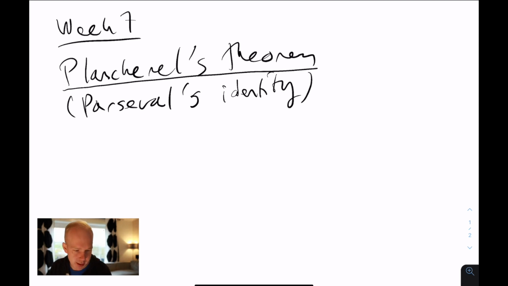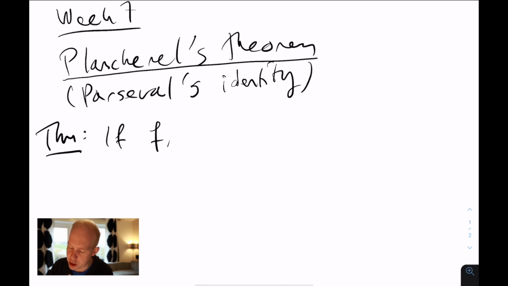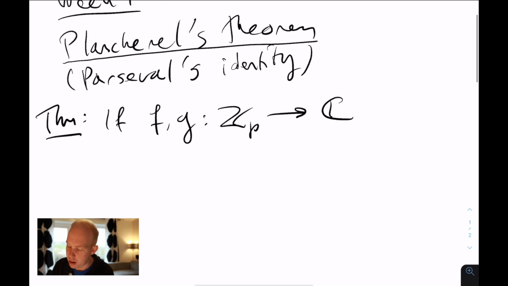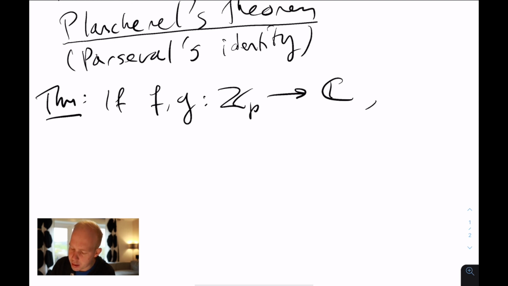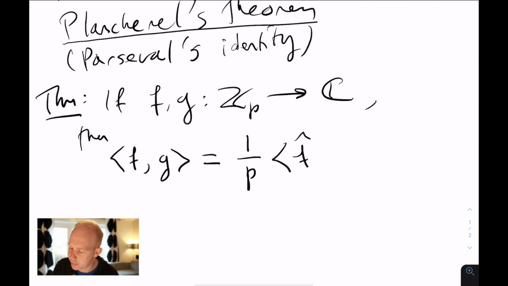So the basic statement of the theorem is the following: if we have two functions, f and g, which are functions from Z_p to the complex plane, then the inner products, or the angles, are preserved up to a constant that depends on the group, which is just 1 over p, the cardinality of the group, and then you have the Fourier transforms of these two functions. That's all it's saying.